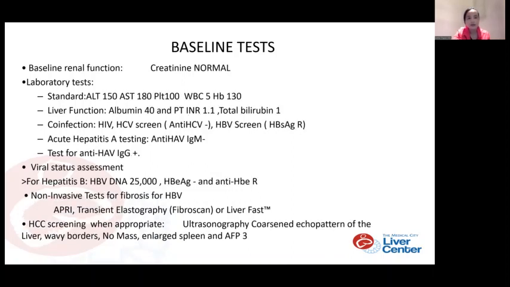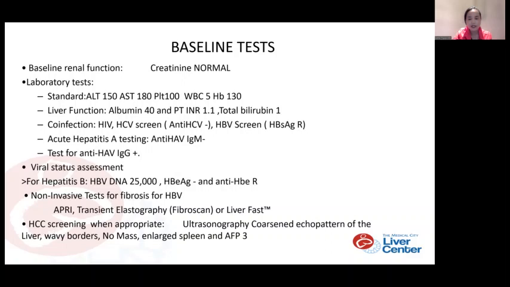So this is what we have for our patient. His ALT and AST were elevated. His platelet count, sorry, that AST should be 95. His platelet count was decreased. He had normal liver function. His hepatitis B S antigen was reactive. And when they checked his antibody for hepatitis A, it was already reactive. So when he checked his hepatitis B DNA, it was elevated at 25,000 IU per ml.